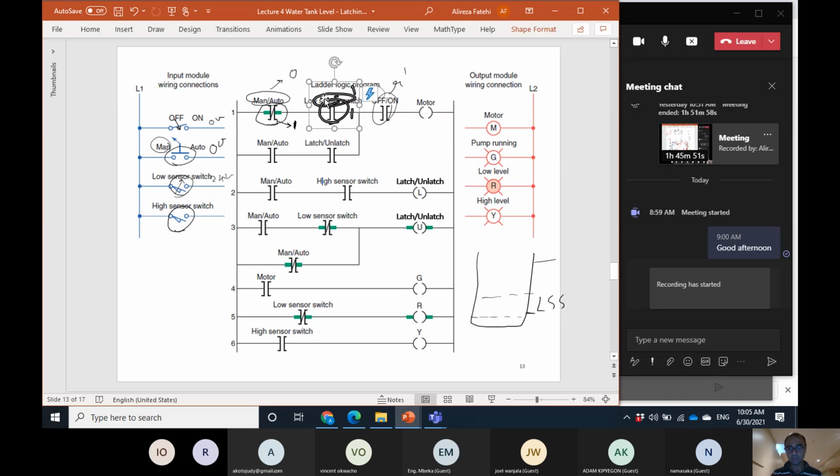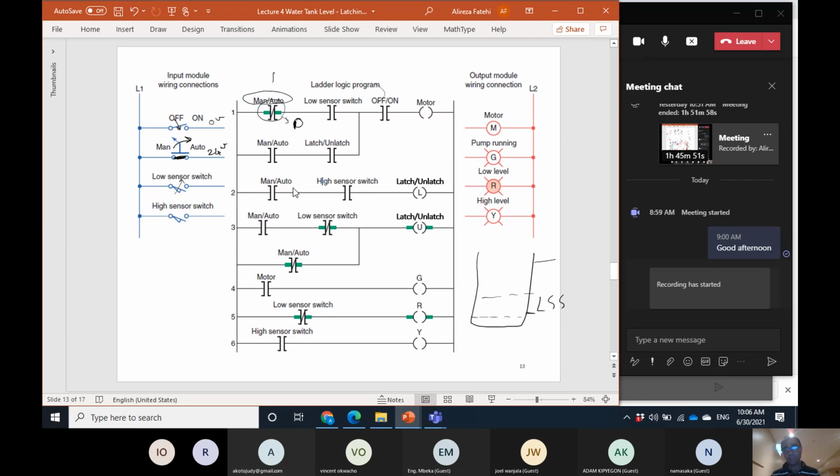Okay, let me clean this part again. So let's assume that we are in the auto mode. In the auto mode, this closes, and so we have 24 volts. And the logic of this auto manual would be 1. If the logic of this is 1, the logic of this becomes 0. So this branch does not do anything. This branch does not do anything.